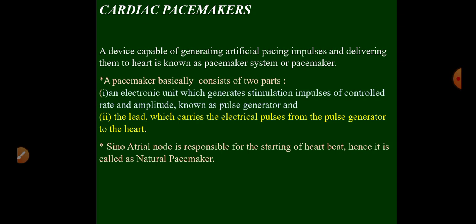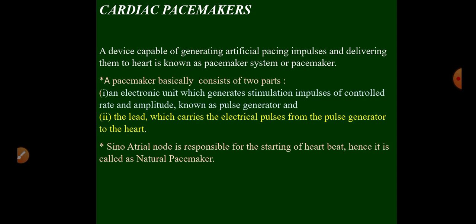Or in simple terms, we can say a pacemaker is a device which is capable of generating artificial pacing impulses and delivering them to the heart, known as a pacemaker system or pacemaker. And a pacemaker basically consists of two parts. One, an electrical unit which generates stimulation pulses of controlled rate and amplitude, which is known as the pulse generator. And second, the lead system which carries the electrical impulses from the pulse generator to the heart.